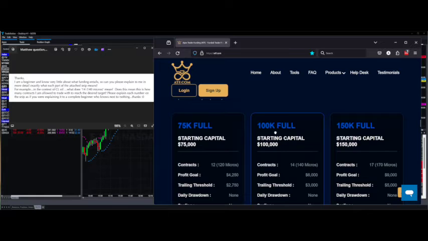Then, with this size account, your profit goal would be $6,000. In other words, you would start the account at $100,000 and you would have to work your way up eventually. This is not a daily goal, this is not a weekly goal or a monthly goal. It's just an overall profit goal. So, however long that takes you, it doesn't matter. There's not a maximum amount of time. You can just stay in this until you get there. You would need to get to $106,000 to have hit this $6,000 profit goal.